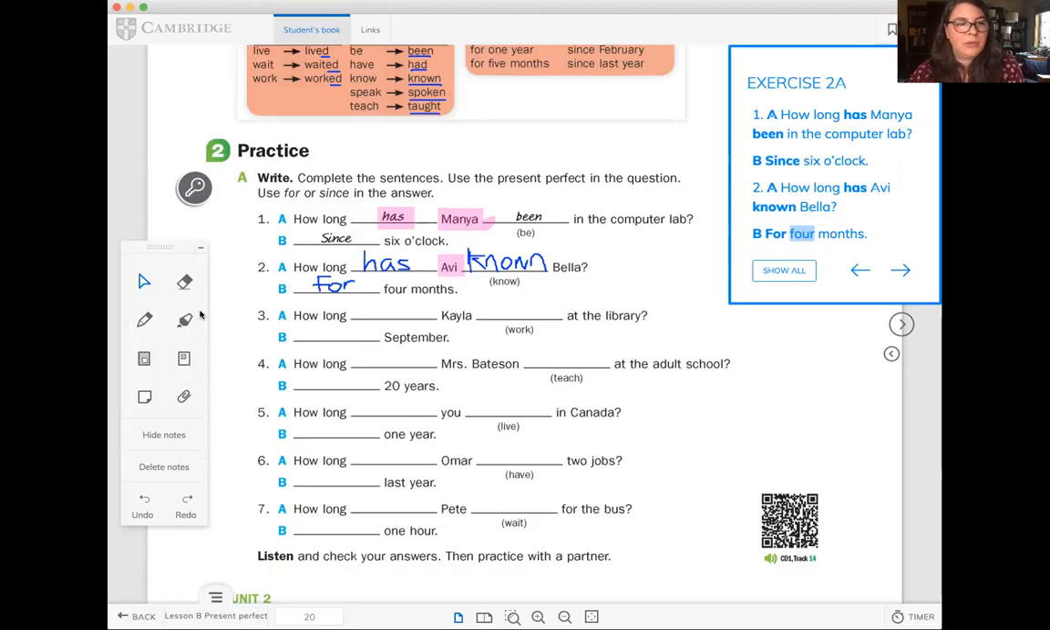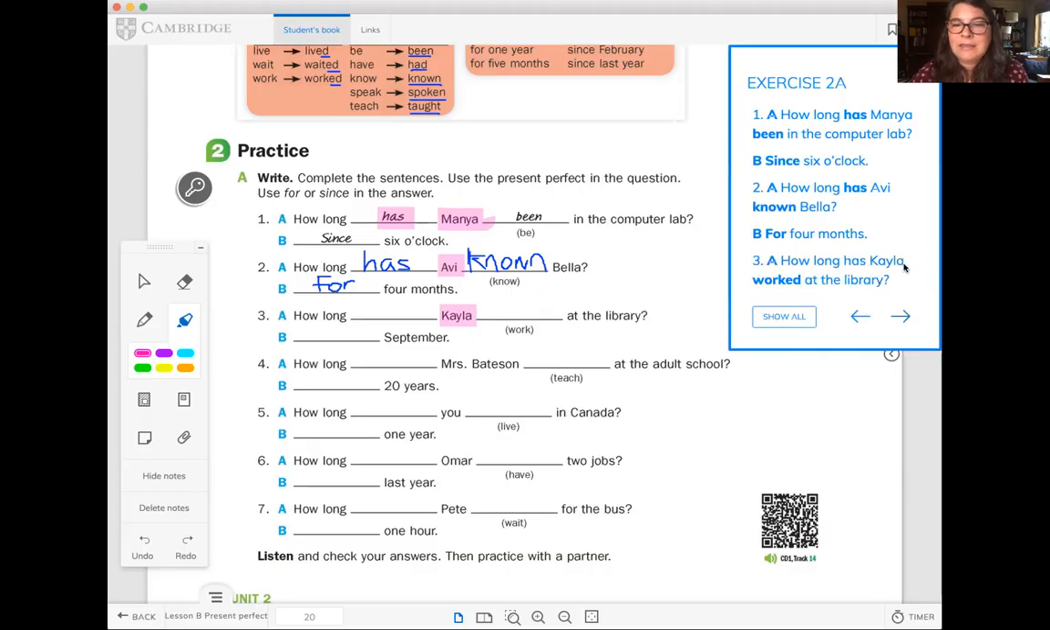Okay. Number 3, we have how long, and Kayla is singular, so it needs to be has. How long has Kayla worked at the library? Now September. Is September an amount of time? No, it's a point in time. It's a date. So for a date, we're going to say since. How long has Kayla worked at the library? Since September. Okay. A point in time can be a date or an event, a party, a wedding.